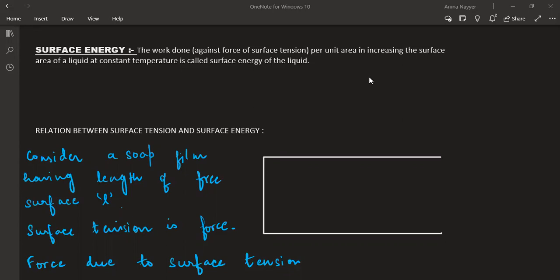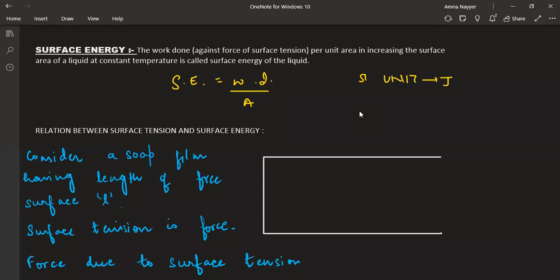Also, a force is acting. Surface tension is a force per unit length. But some work done will also be acting. That work done per unit area is known as surface energy. So surface energy is basically work done per unit area. The SI unit will be joules, because this is energy only.